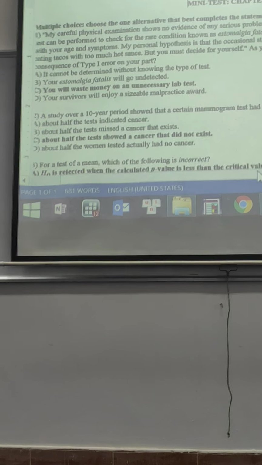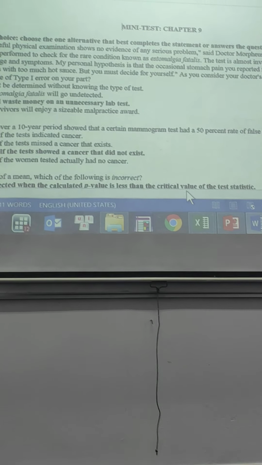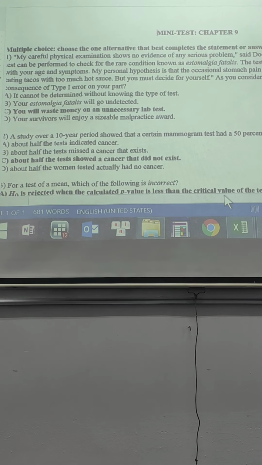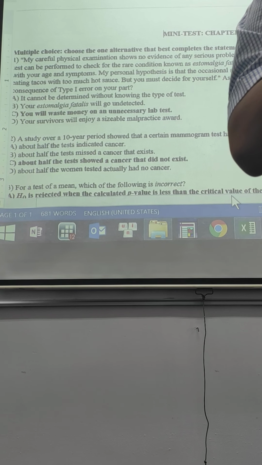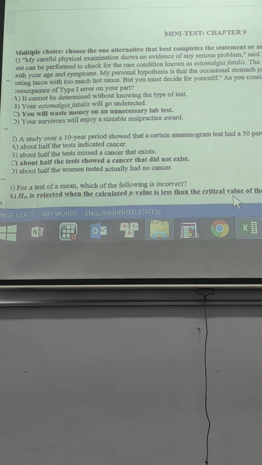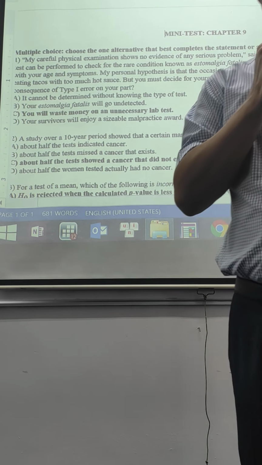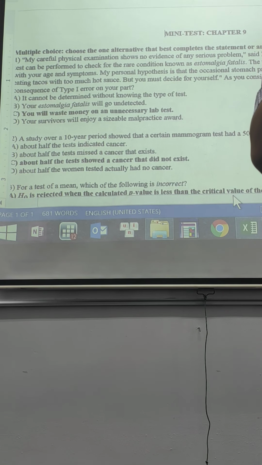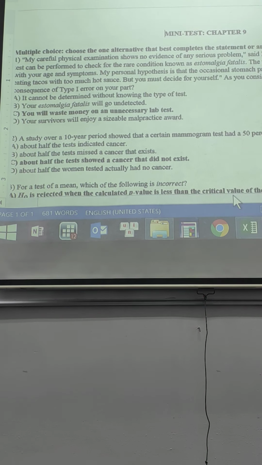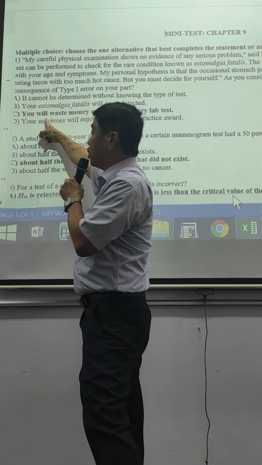So there is no evidence of any serious problem. However, a very costly test can be performed to check, right? So they will say, oh, you are okay, no problem. But if you like, you can perform it to check it. If you are okay, and then you decide to check it, that means you reject something that is true, that is correct, right? So in that case, it will cost you.